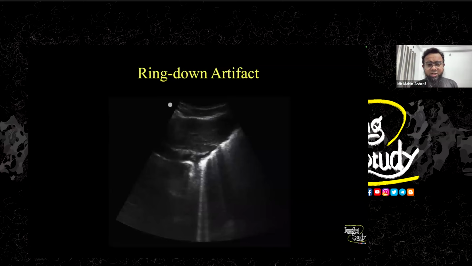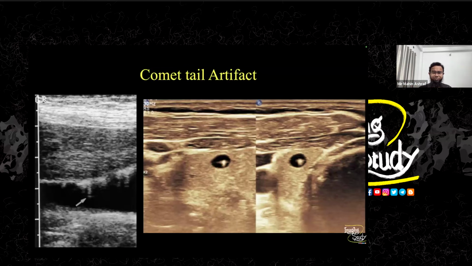We have another reverberation artifact type known as a ring down artifact that we see as a line coming from the air-like surface. So we commonly see it from the bowel gas. This is called the ring down artifact. We also see it during the scan of lung.